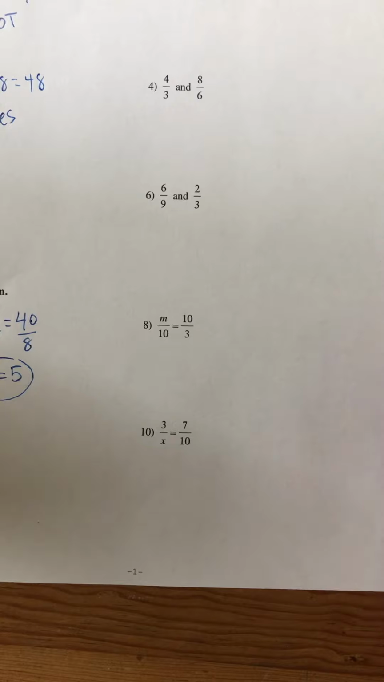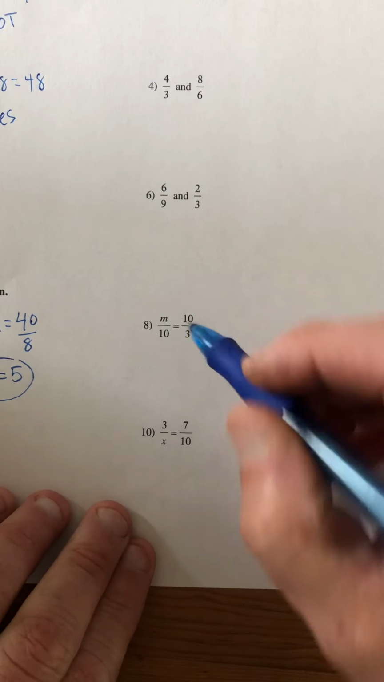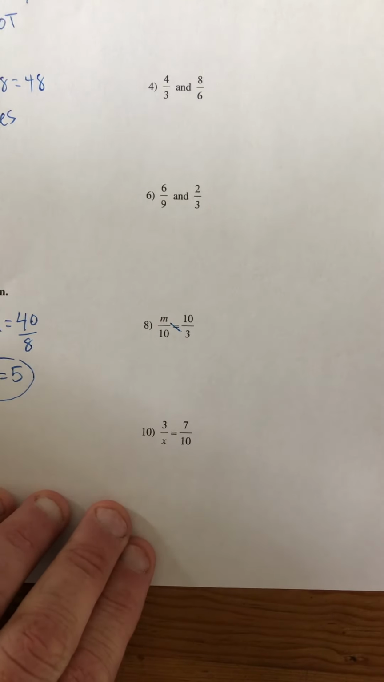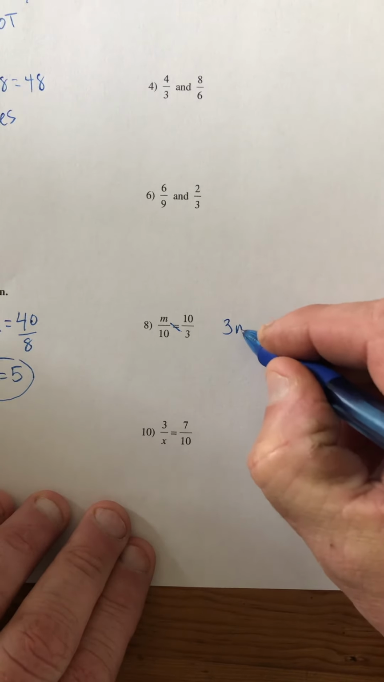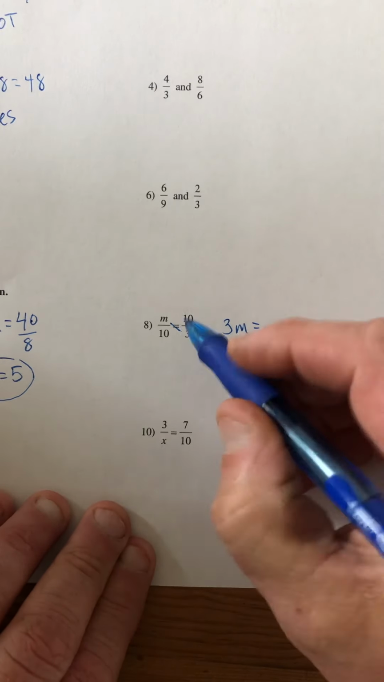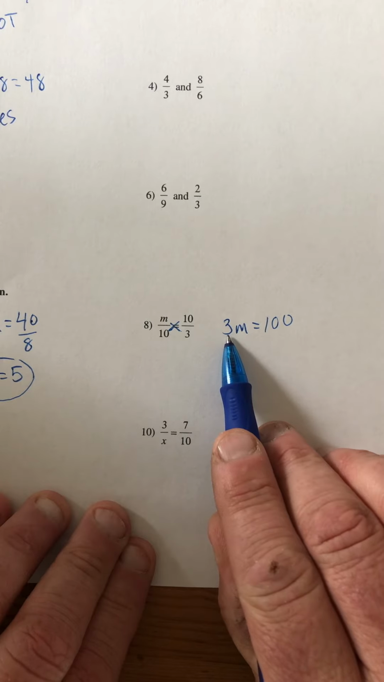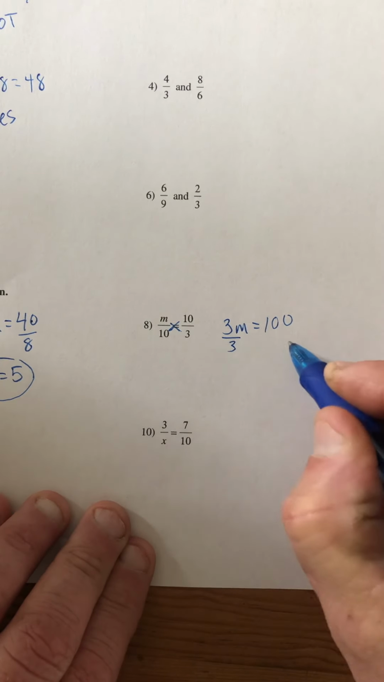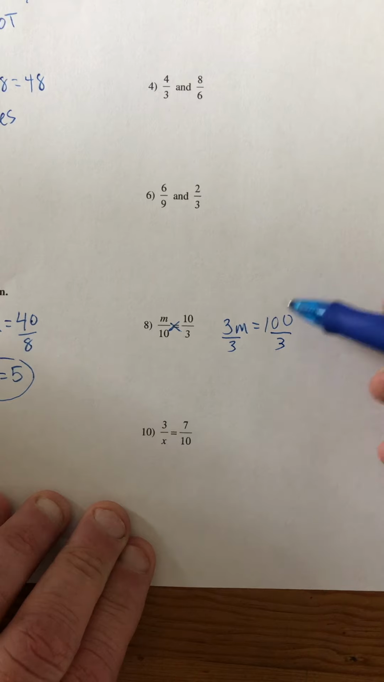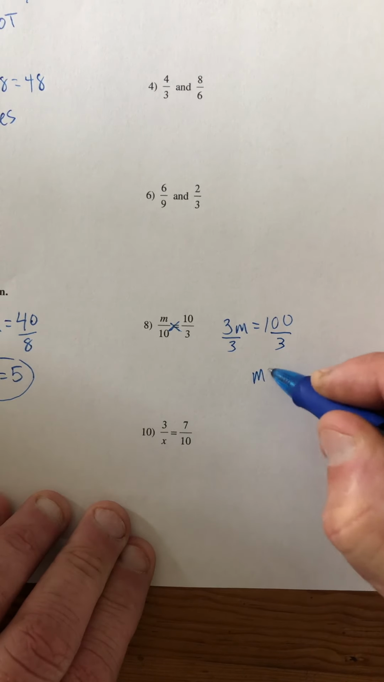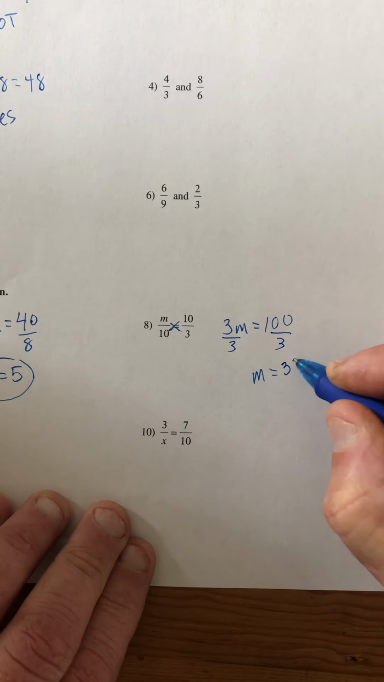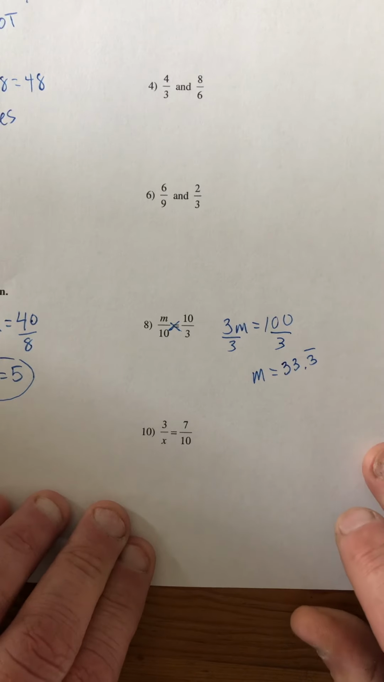Okay, number 8 here. Again, start with your variables. So we're going to multiply 3 times m, which gives us 3m. Then we're going to cross multiply the other way. 10 times 10 is 100. Okay. The opposite or the inverse operation of multiplying by 3 is dividing by 3. And when you use your calculator, you're going to see that m is equal to 33.3 repeating.